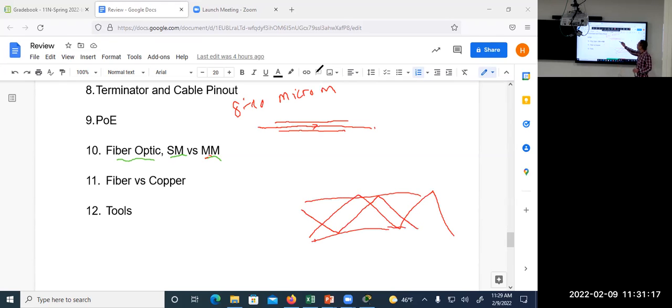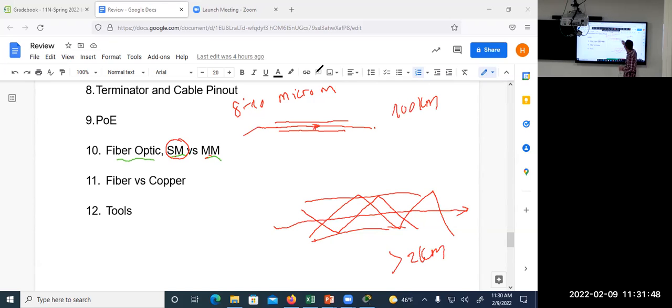So in single mode you have one ray of light, and for multimode you have more rays of light, and they come at different angles, not only the same angle. That's why with single mode you can transmit a long way. It can support up to 100 kilometers. That is a long way. Multimode is not more than 2 kilometers. That's the difference, right?